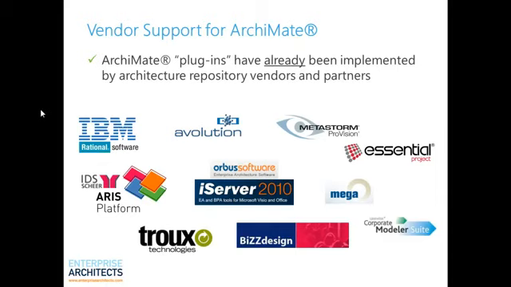So you see the people down here: BizDesign, Orbus, Troux, Aris, Evolution, IBM with Rational Software Architect and System Architect, Metastorm, Essential Project, and Open Source Enterprise Architecture Framework, Mega, and Casewise. All of these guys now have Archimate plugins or extensions to their repository.